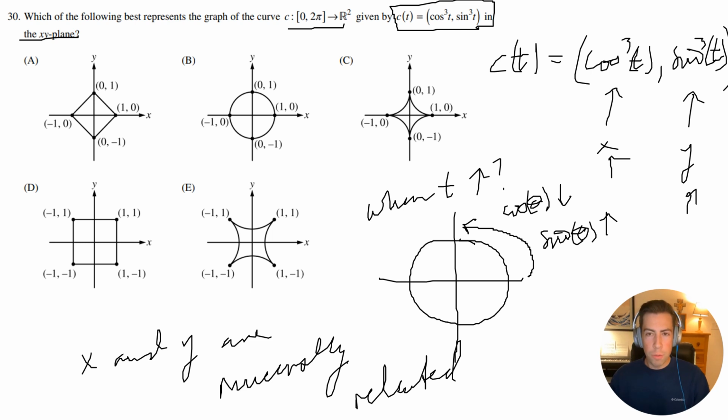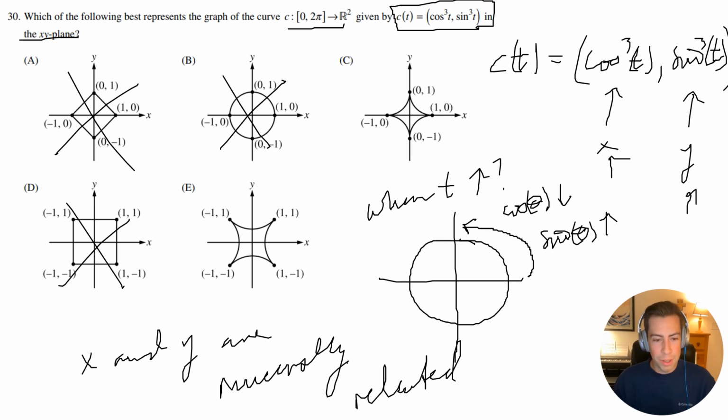Okay, now which of these graphs looks like an inverse relationship? Well, it's definitely not this one, right? That's like a linear relationship. Definitely not this one. Absolutely not that one. Maybe it could be this one, but let's take a look at our points here.